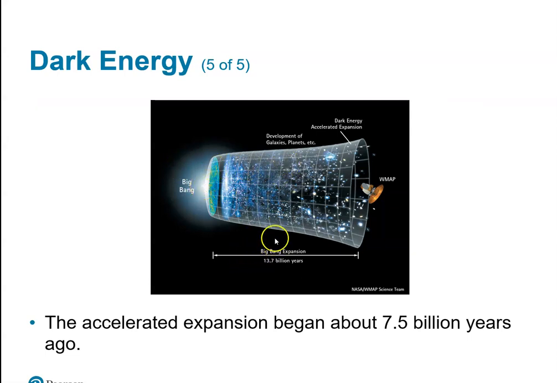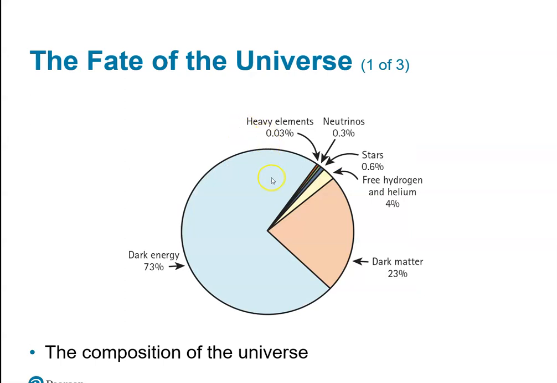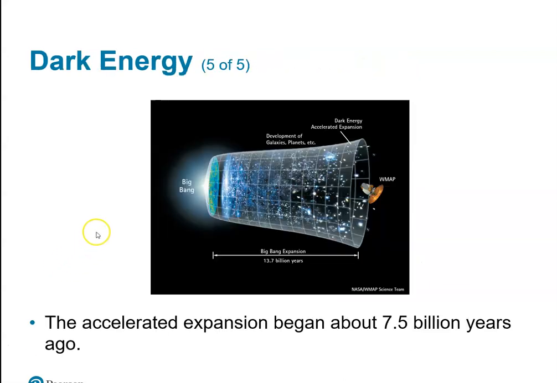This took place roughly, let's see, did they show you about 7.5 billion years ago? The universe begins to expand at an even greater rate. So you can see this kind of sloping up. And so this is the overall composition of the universe. Actually, let me go back just a second.